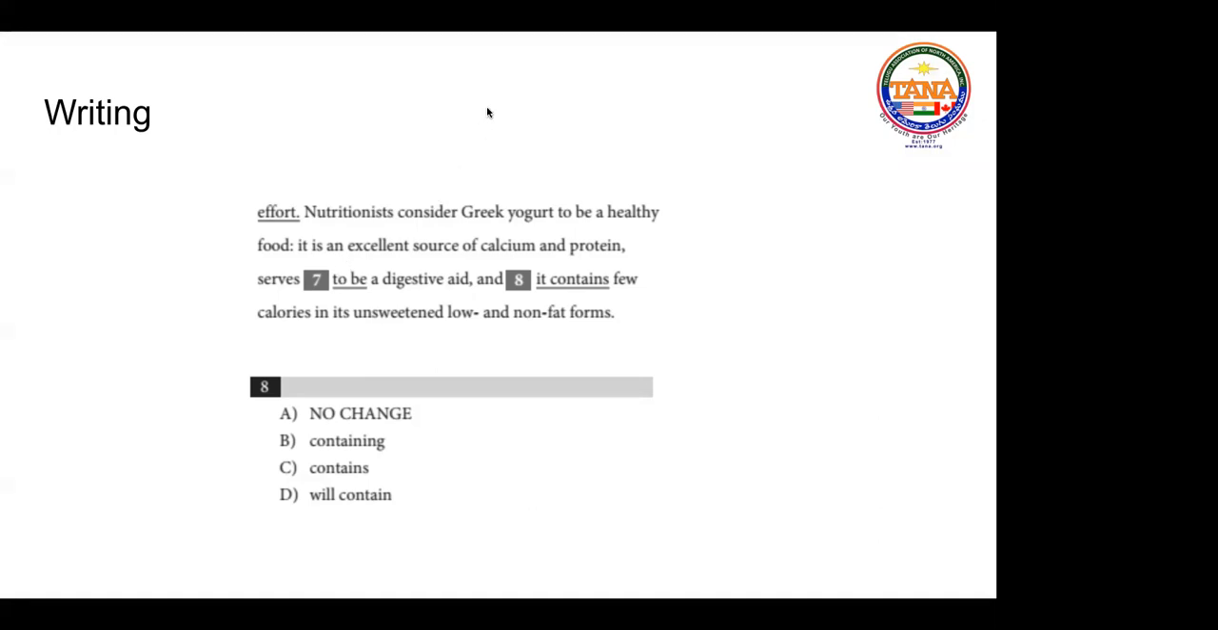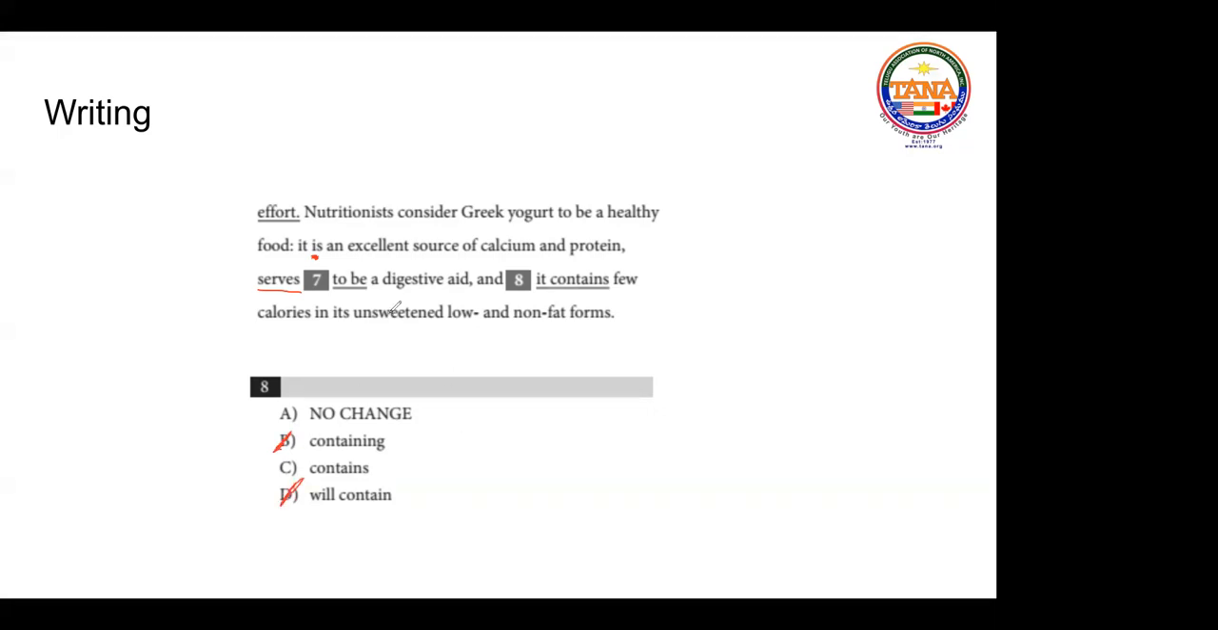All right. So nutritionists consider Greek yogurt to be a healthy food. It is an excellent source of calcium and protein, and calcium and protein serves to be a digestive aid, and it contains few calories in its unsweetened, low and non-fat forms. So the words "is," "it is," and "it" like "serves" basically tell us it's going to be in the present tense, and answer choices B and D are not present tense.